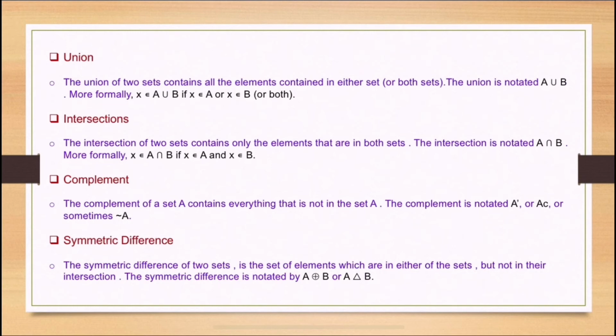Complement. The complement of a set A contains everything that is not in set A. The complement is noted A complement or A C or sometimes A prime. Symmetric difference. The symmetric difference of two sets is the set of elements which are in either of the sets, but not in their intersection.